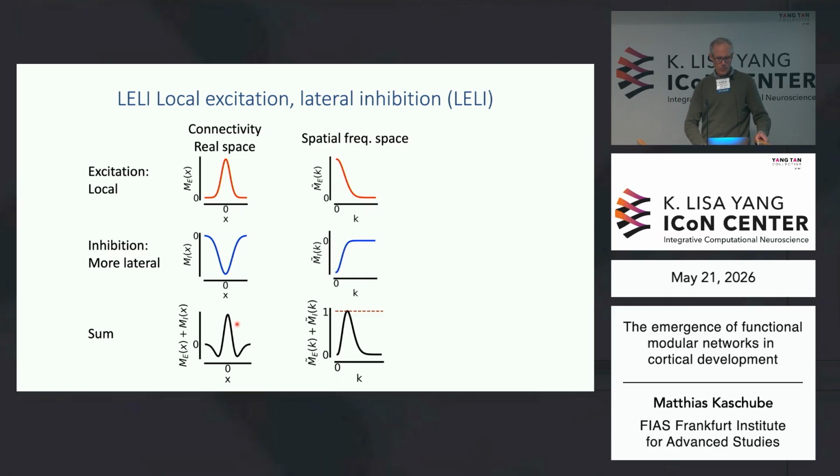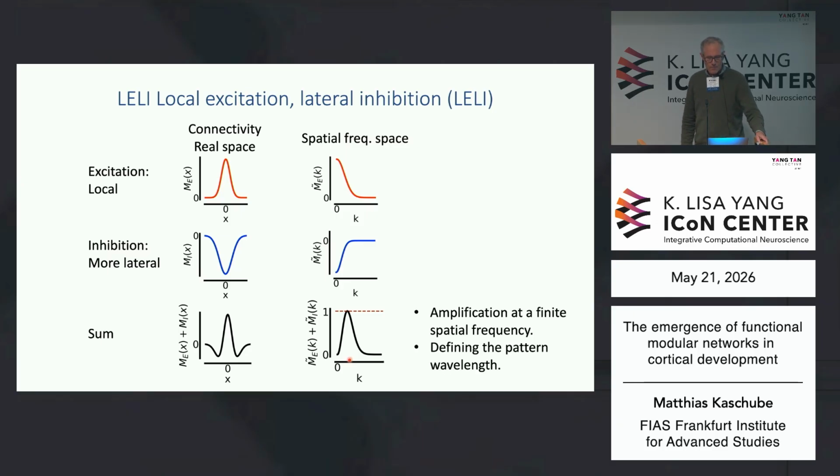And so when you add the two in real space, when you transform this into the Fourier domain, you basically add them in the frequency space. And by adding the two interaction kernels in frequency space, you get something that has a specific peak at a finite frequency. This peak is where you have most of the growth of the Fourier modes of this frequency, and this is why you get a pattern of a certain frequency or of a certain wavelength. So this mechanism gives you a dynamical amplification of a finite spatial frequency and defines the pattern of this specific wavelength.